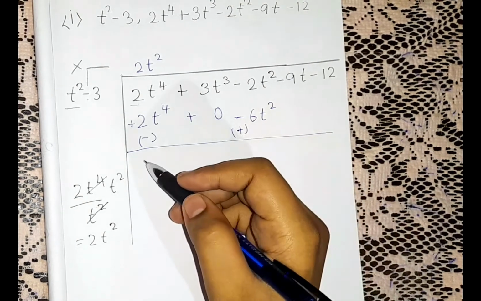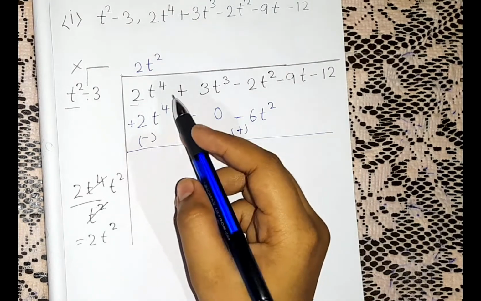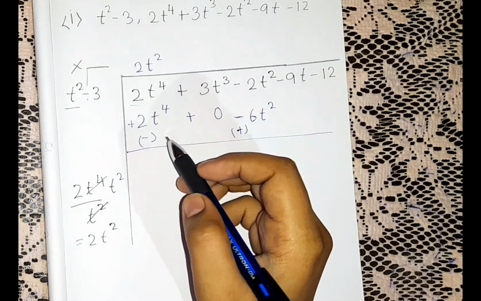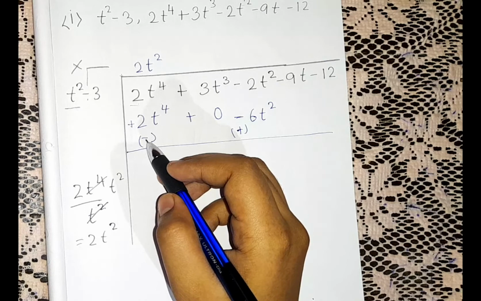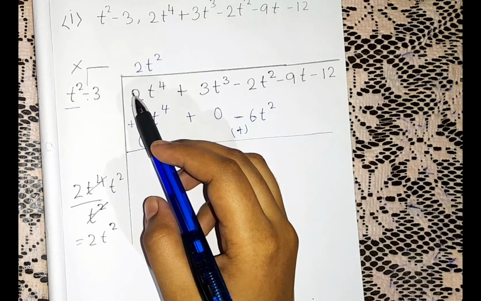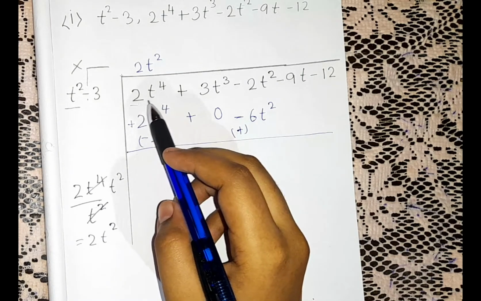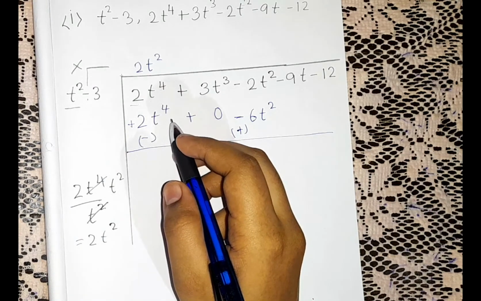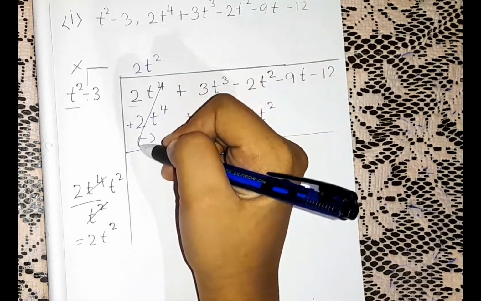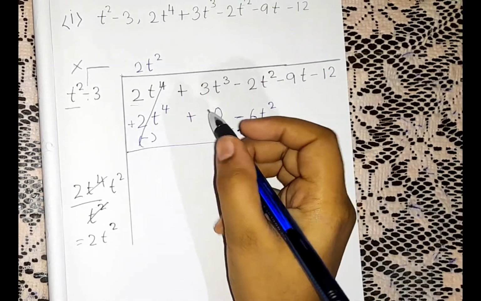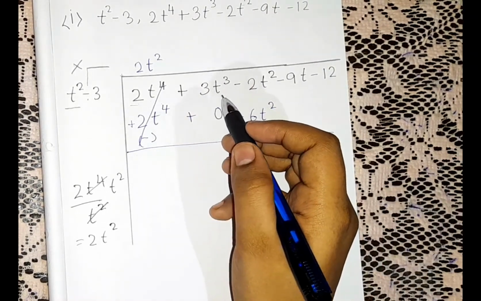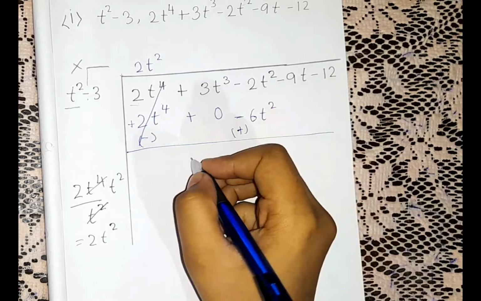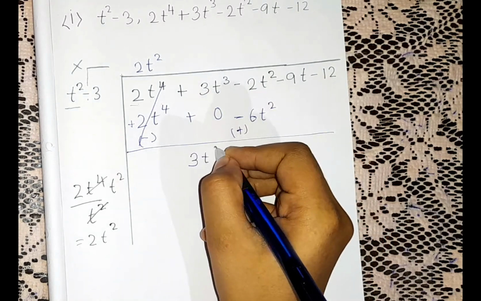Okay, so now what we are going to do is we are going to be subtracting it or adding it. So here we have minus, so minus into plus is minus, am I right? So 2t power 4 and minus t power 4, when we just subtract it, of course we get 0, so we shall just cancel it. And here we have 3t cube. We are going to be writing the term as it is. Okay, so let me just write it.